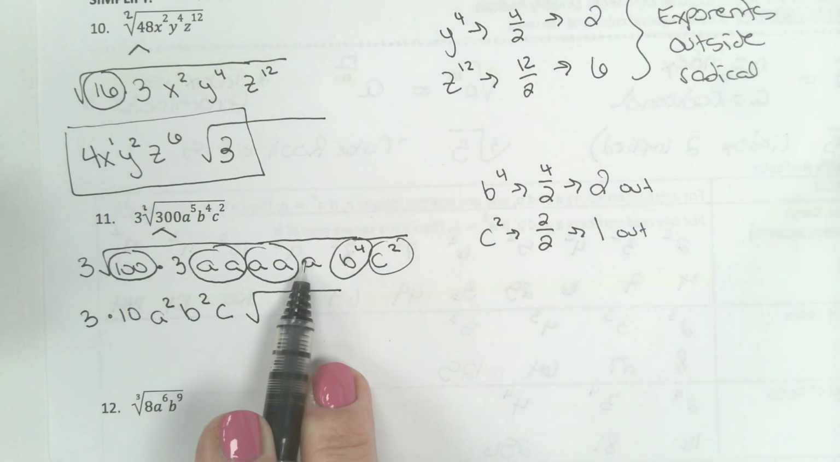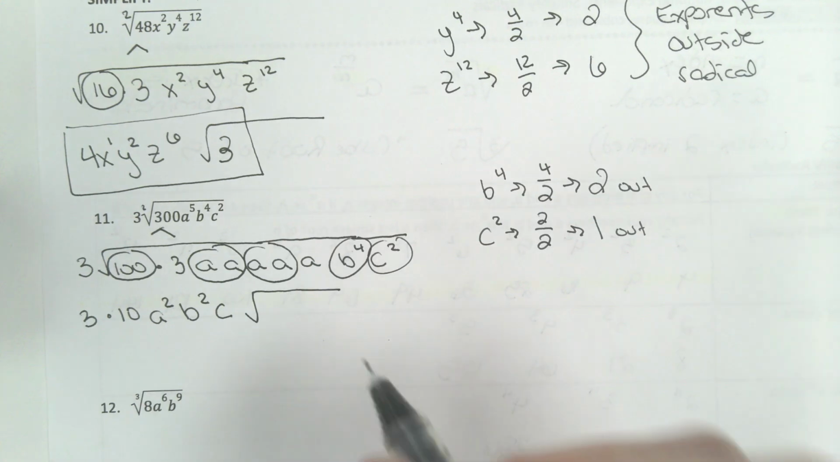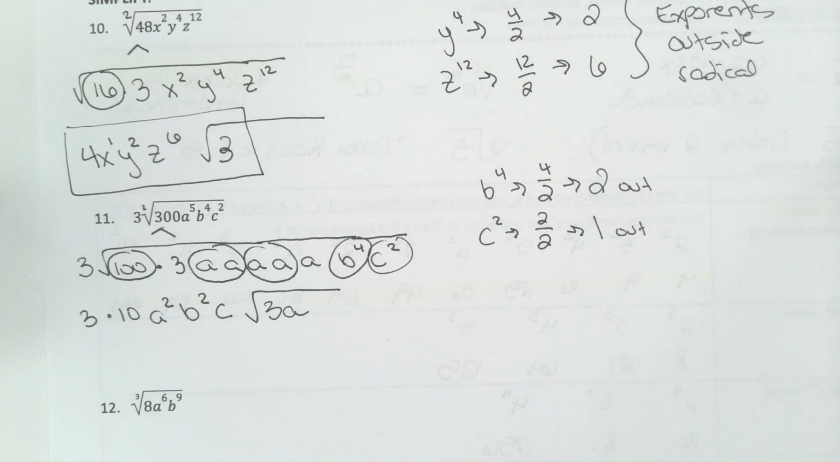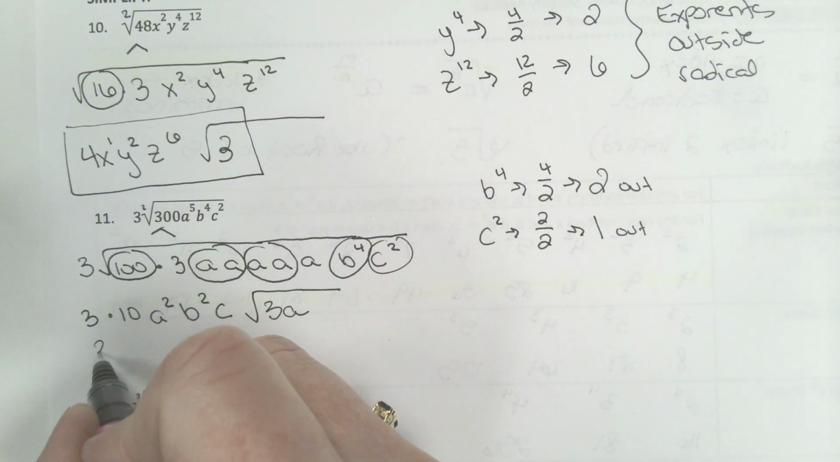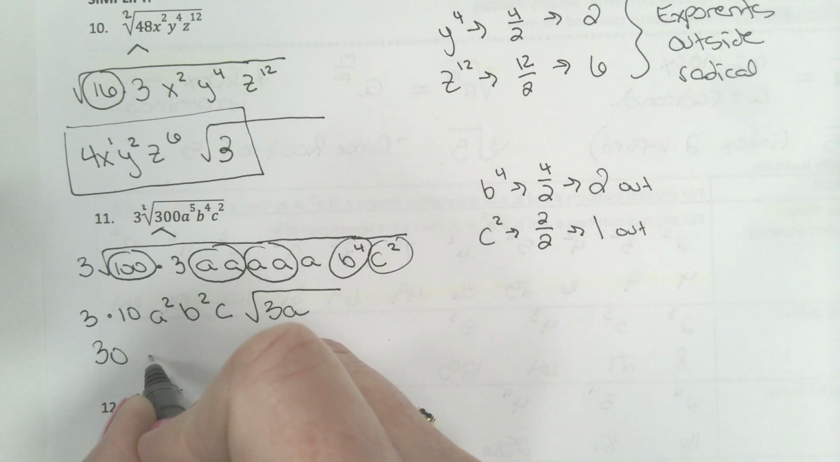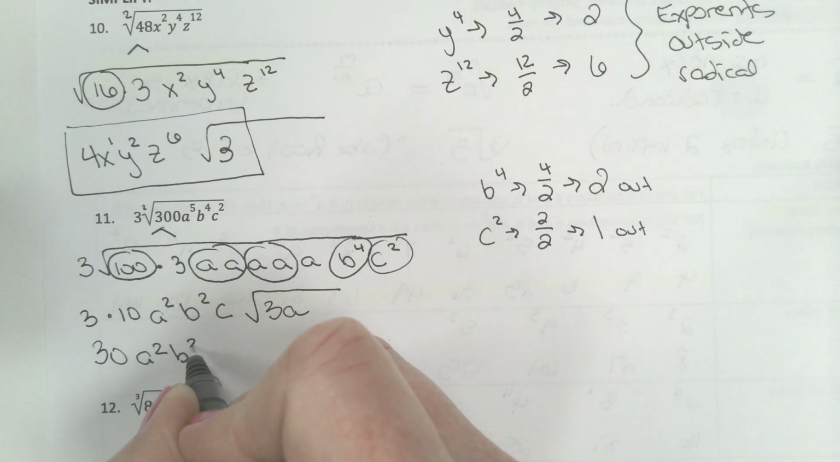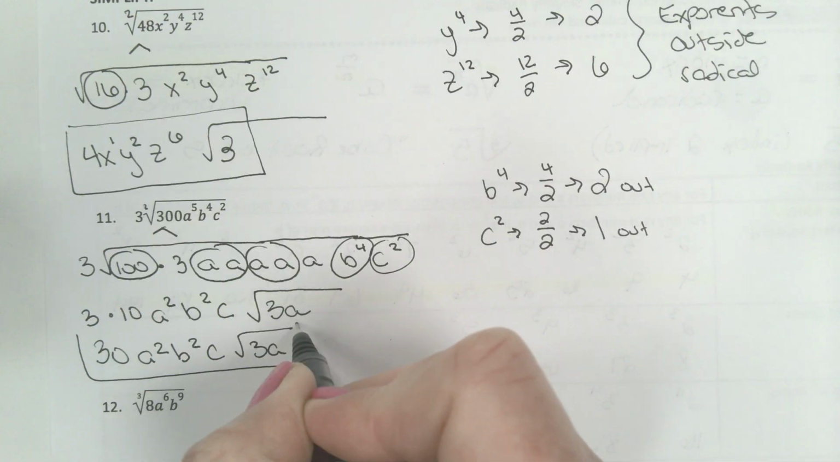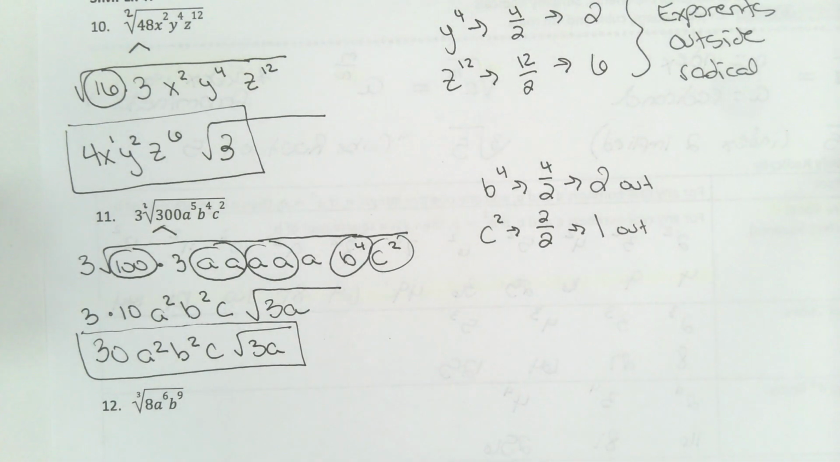This 3 and this a are not circled. They cannot come out from under the radical. I'm almost done. 3 times 10 is 30. A squared, b squared, c, radical 3a for your good final answer.